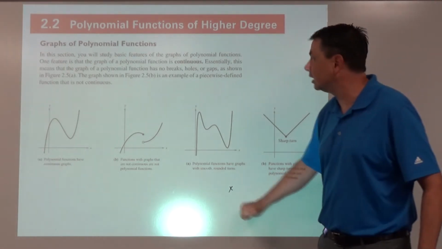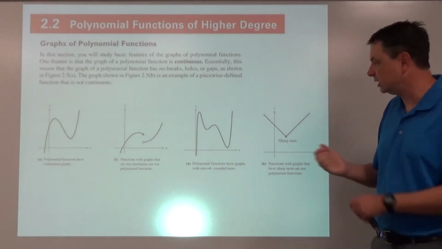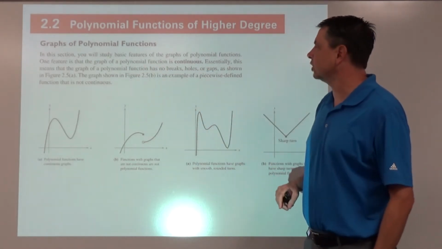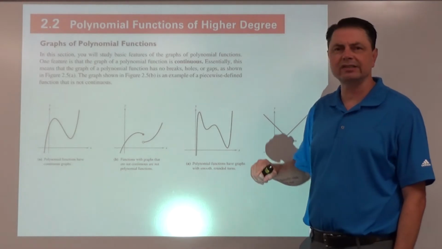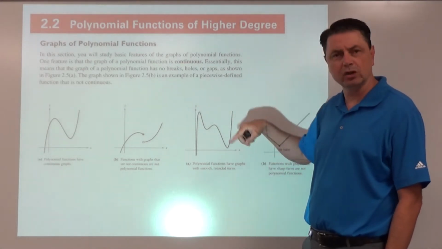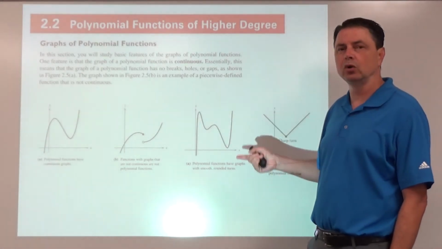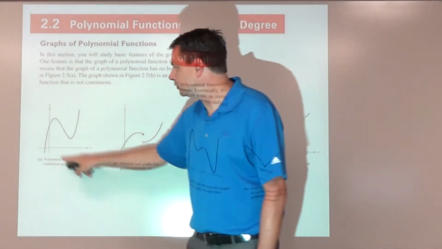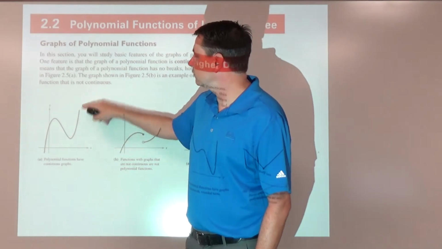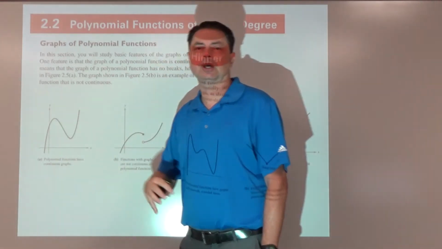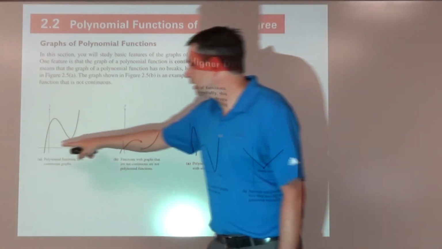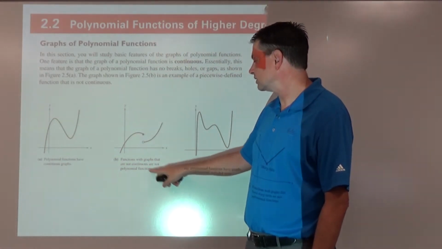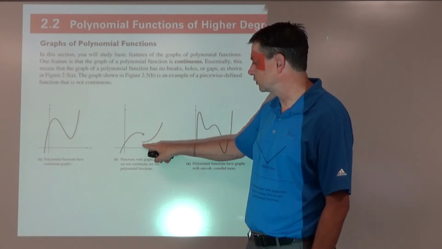Polynomial functions of higher degree. So things that we're looking at here, polynomial functions are continuous, which means essentially you could draw the whole graph without lifting your pencil. No breaks or anything like that. So polynomial functions are smooth and flowing, no breaks, no jumps, doesn't skip anywhere, just keeps going. Not continuous: this is not a polynomial function where it jumps from there to there.